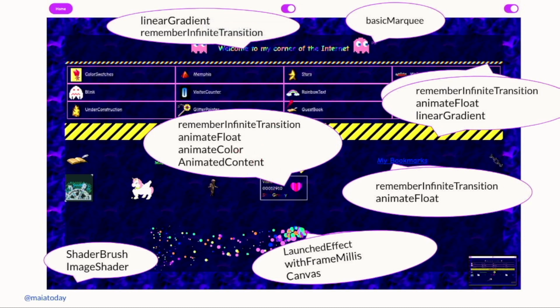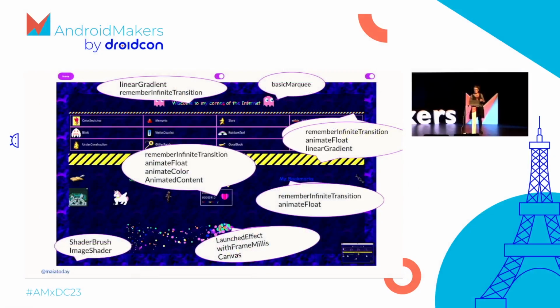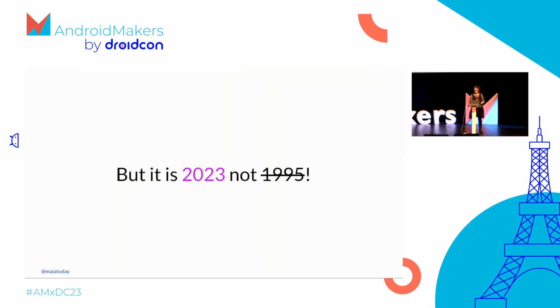So this is the screen, which gives you a summary of all the techniques and where they were used. We've had rainbow shimmer text at the back here, linear gradient, remember infinite transition, it's going to appear again. Basic marquee, lots of remember infinite transitions with different things being animated. Animated content, linear gradients, animated float, launched effect with frame millis, canvas, shader brush, image shader. Those are the words you would type into Google to do more research on what you want to do.